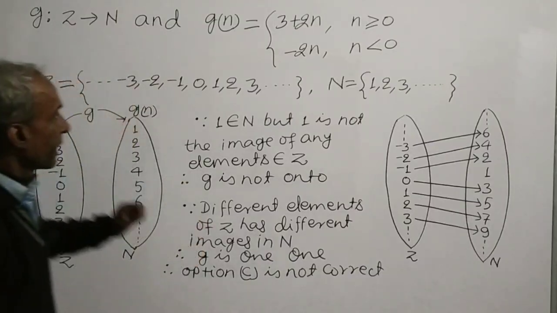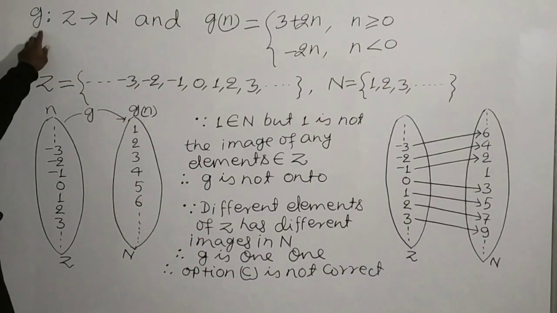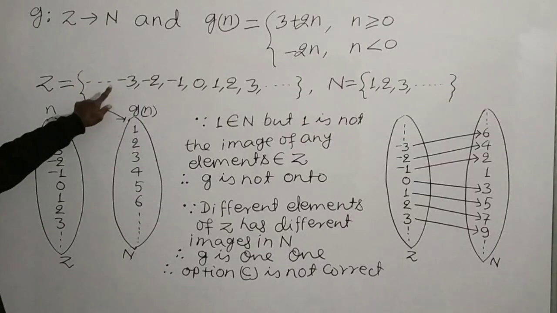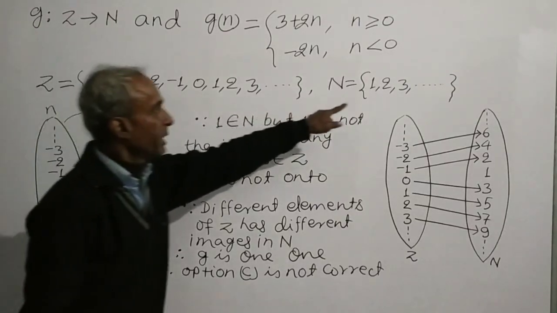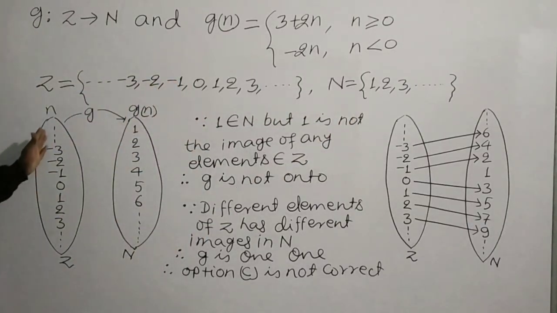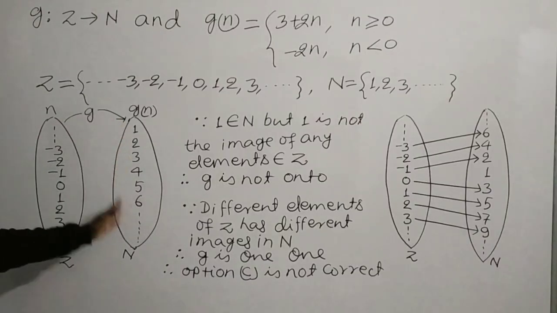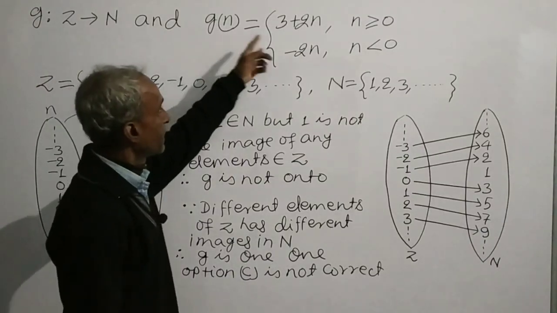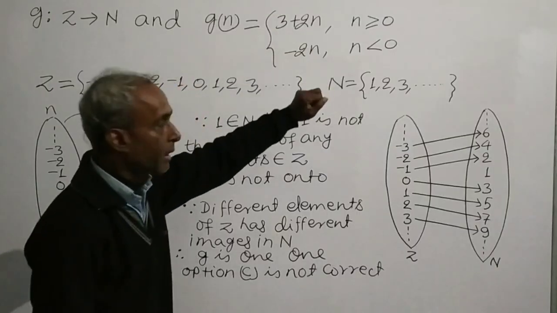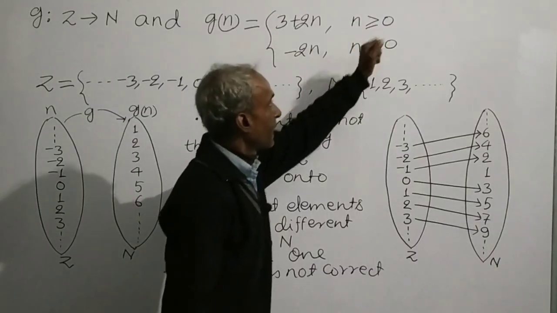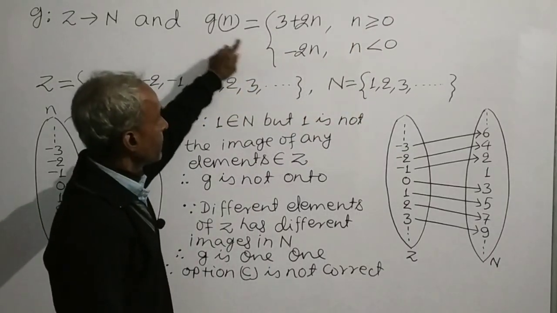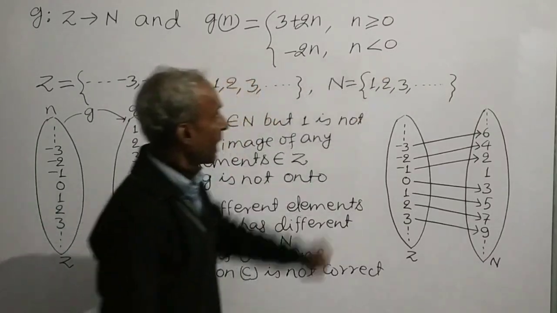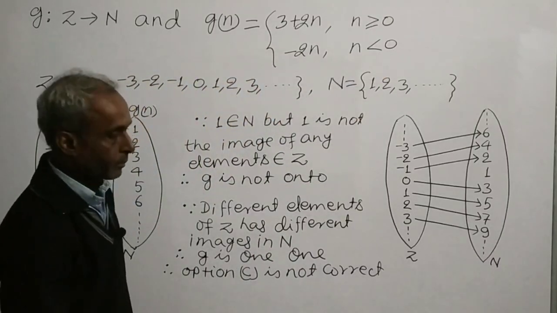In this question, it is given that g is a function from Z to N, from this set to this set. And it is defined as g(n) = 3 + 2n when n is greater than or equal to 0 and g(n) = -2n when n is less than 0.